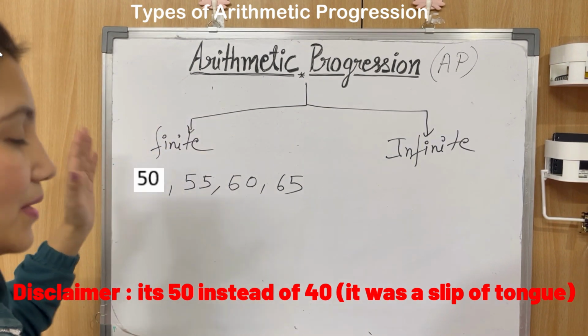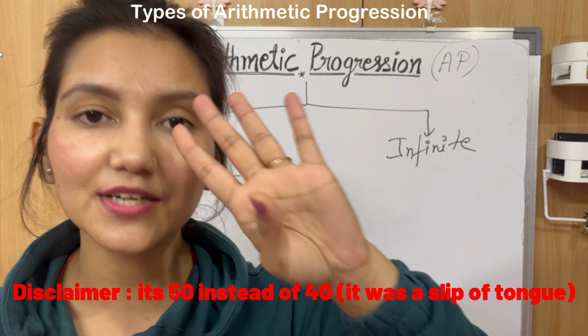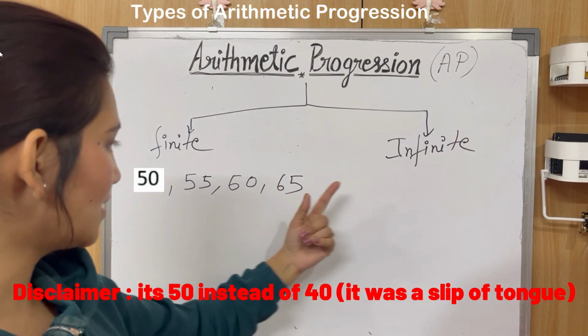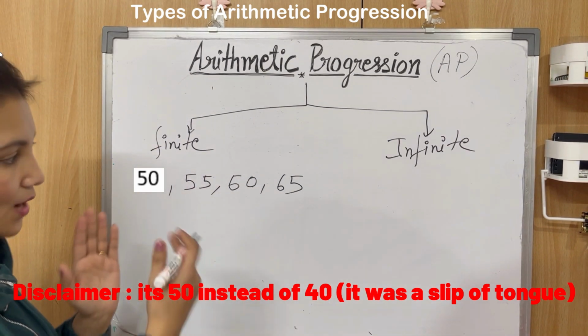So this is a finite AP because the number of terms is fixed. This has 4 terms. We can count the number of terms. So this AP has 4 terms, and that's why it is finite.